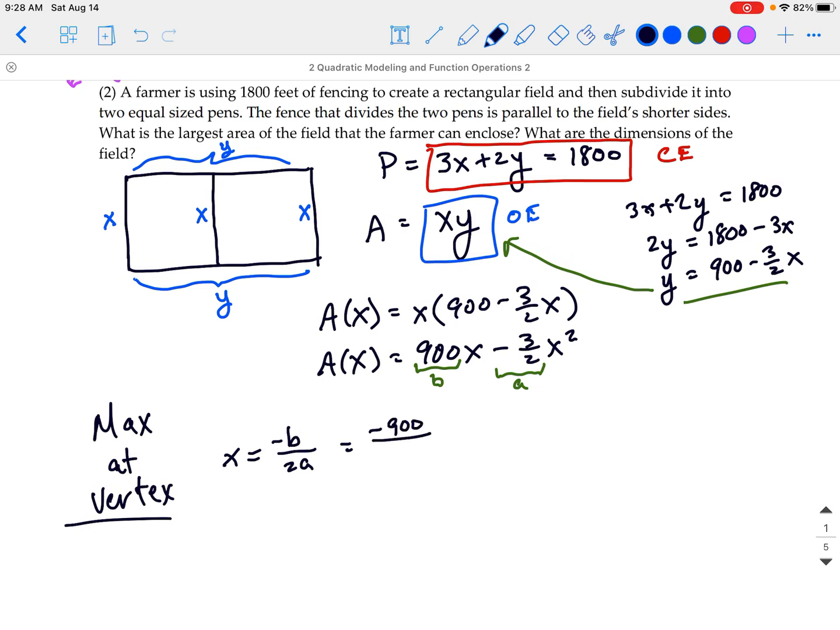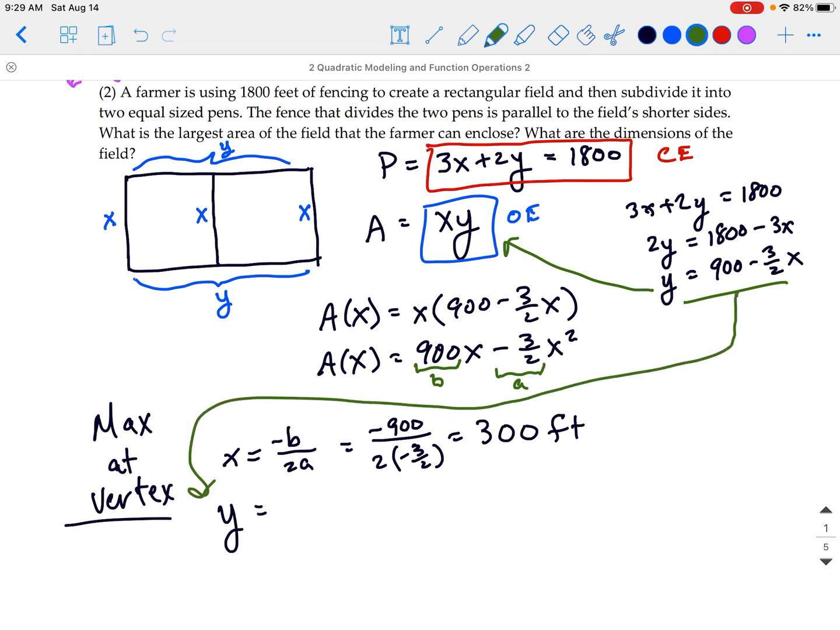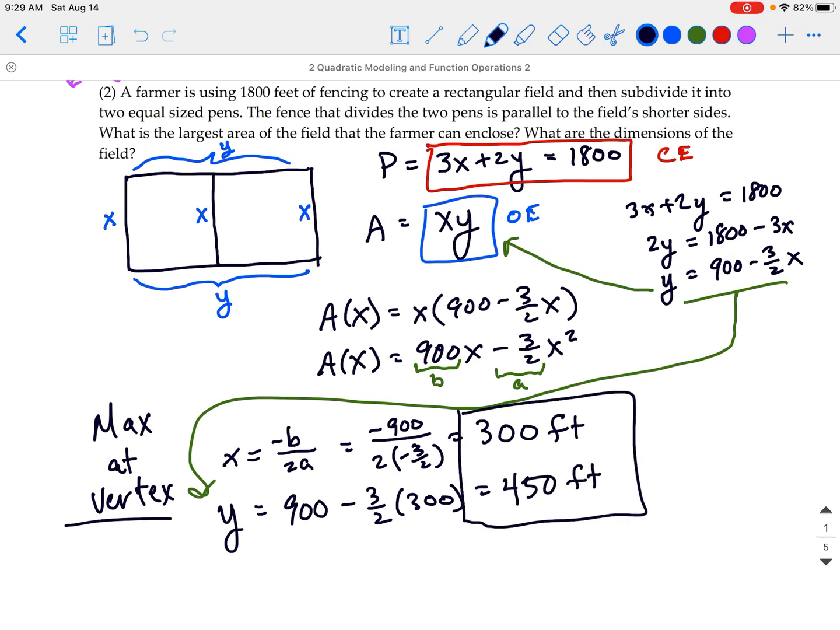So we've got negative 900 over 2 times negative 3 over 2, which is going to give us negative 900 over negative 3, which is just 300. So 300 feet is going to be x, and then we can substitute that into our constraint equation. And we'll end up with 900 minus 3 halves times 300, which is going to be 450, it looks like. So 900 minus 450 is 450, and those are our two dimensions.